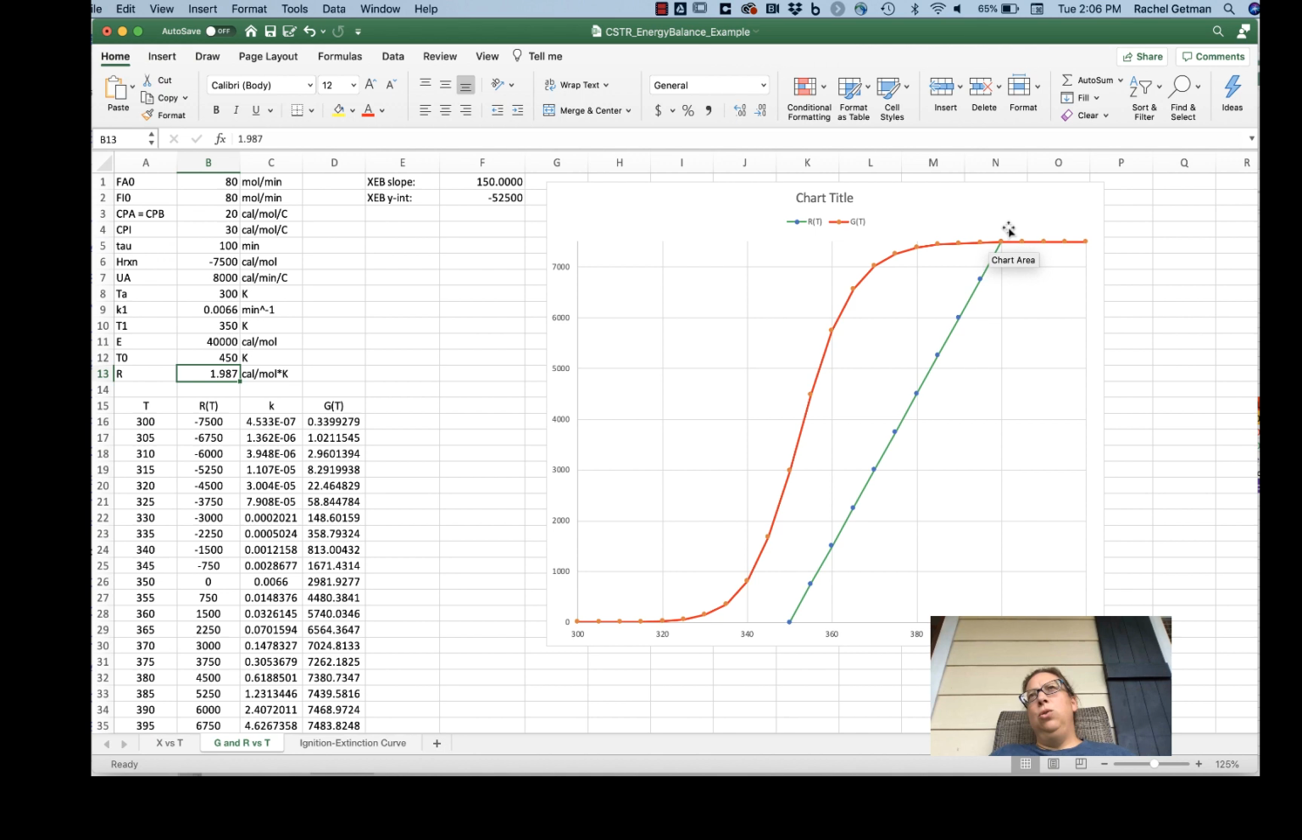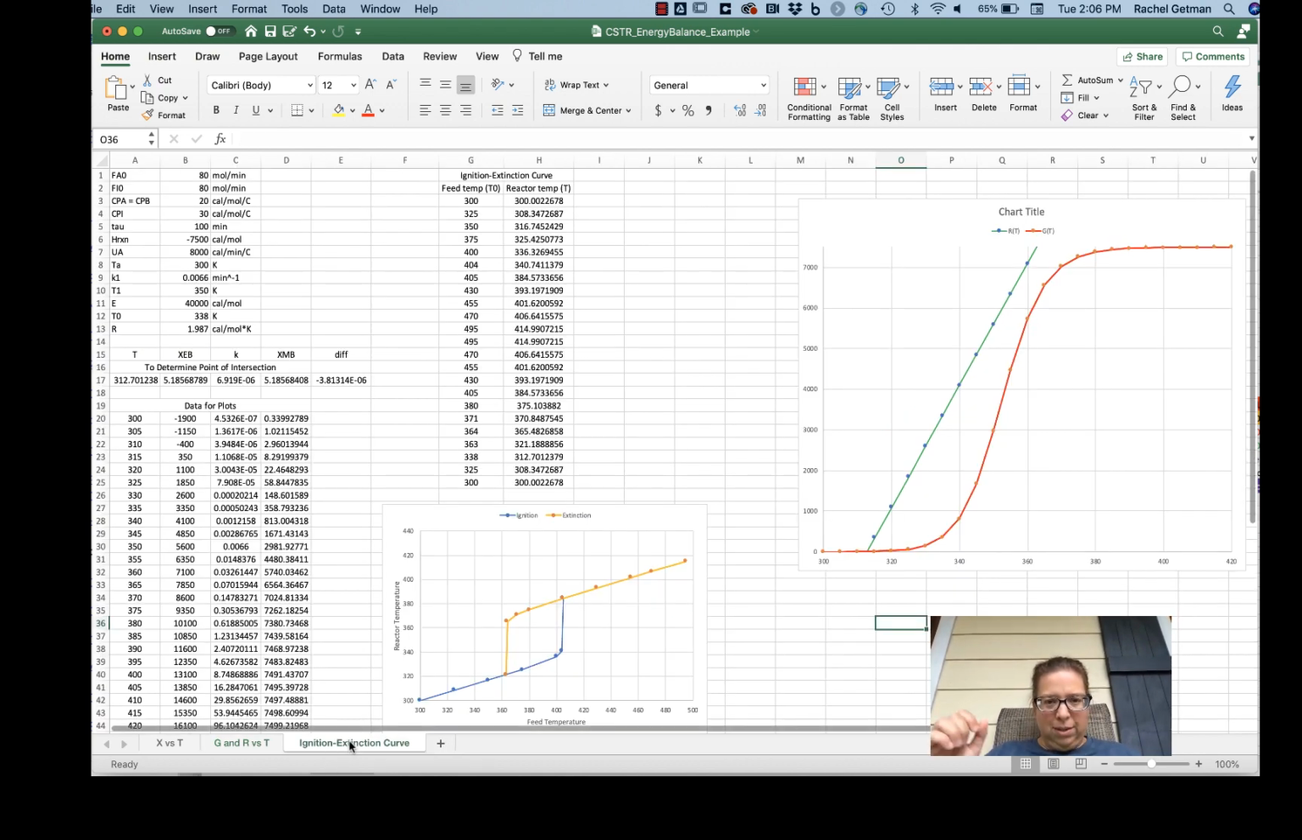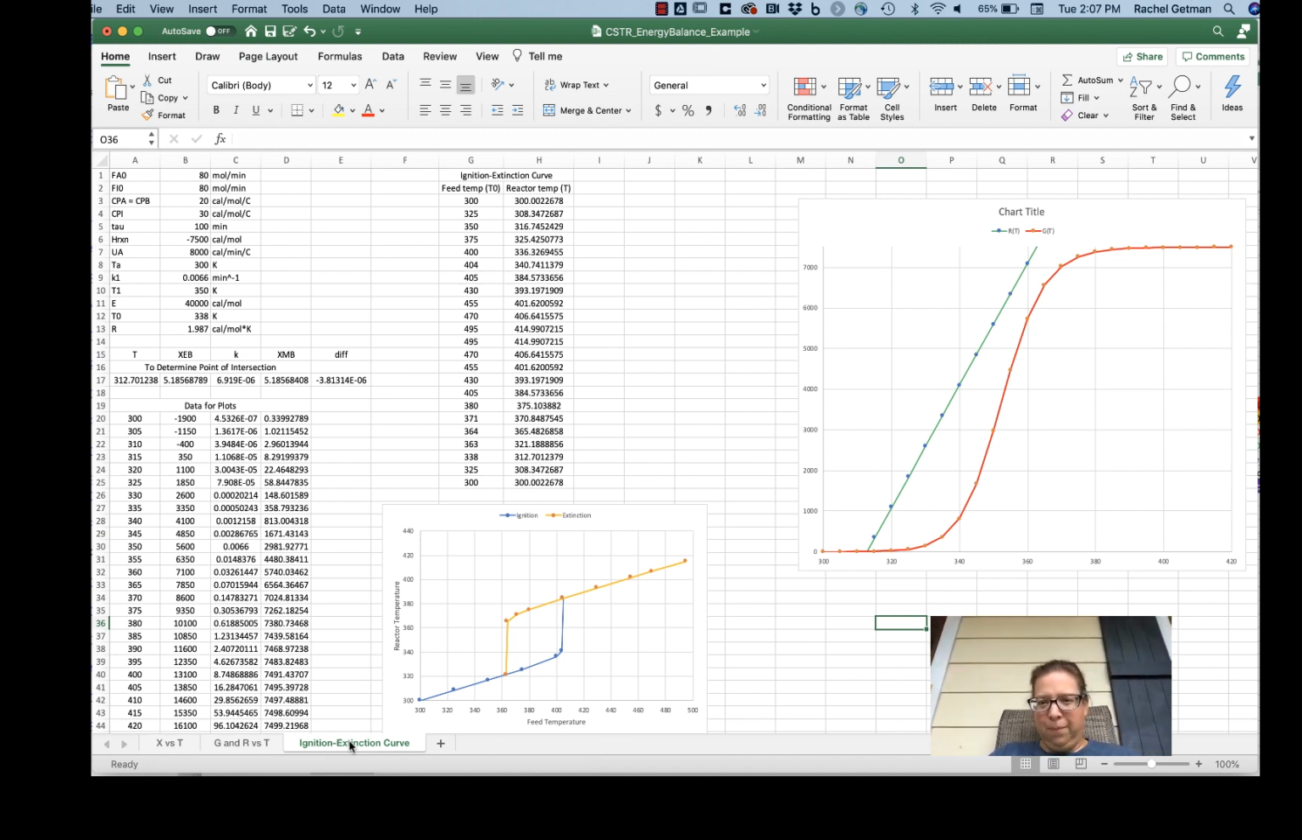One way that we do that is to plot what's called an ignition extinction curve, which gives you the reactor temperature as a function of the feed temperature. So that's what I'm going to do here. I've copied this worksheet into a new worksheet, and I've made it a little bit smaller because I want to include more information on it. Here I have an already solved example, but I'm going to walk you through how I do this.